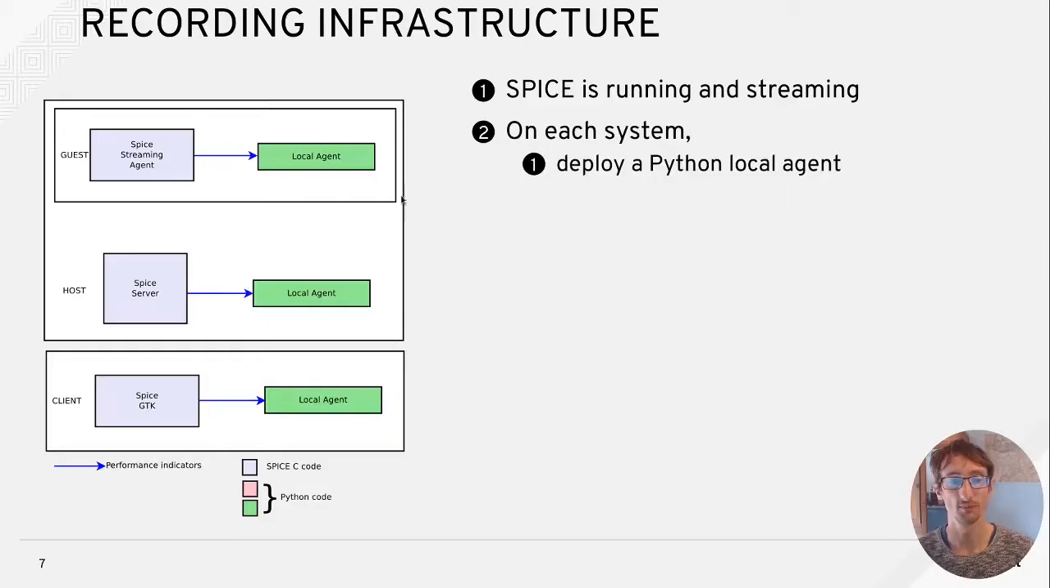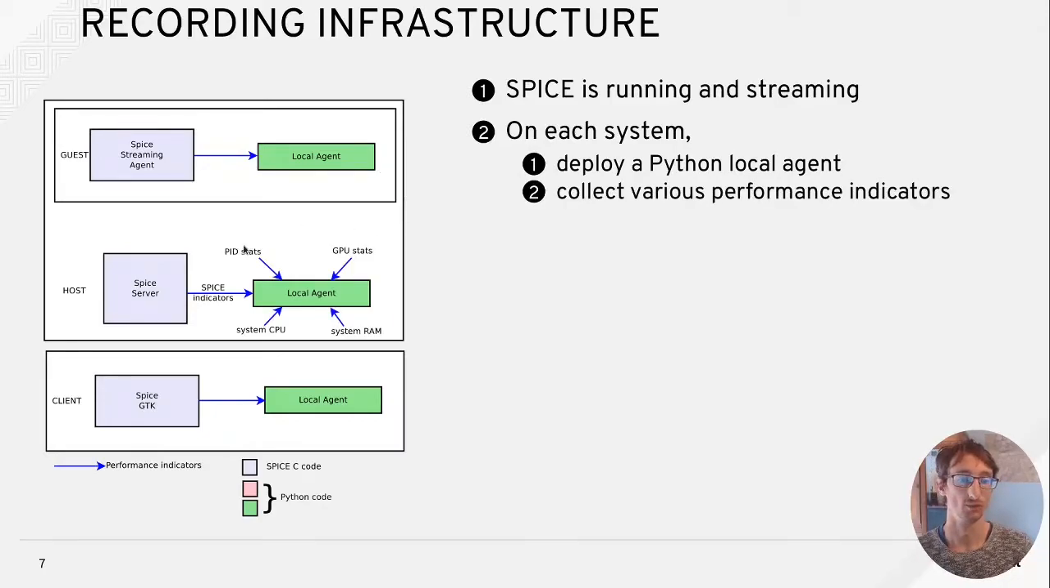On each of these systems, we deploy a local agent in Python that will be in charge of collecting the different events, the different statuses. In this local agent, we will run multiple plugins that will monitor different aspects of the system. For instance, the CPU load, the system RAM load, the state of the GPU, and indication specific to the Spice process, so in particular, how much CPU it's consuming.